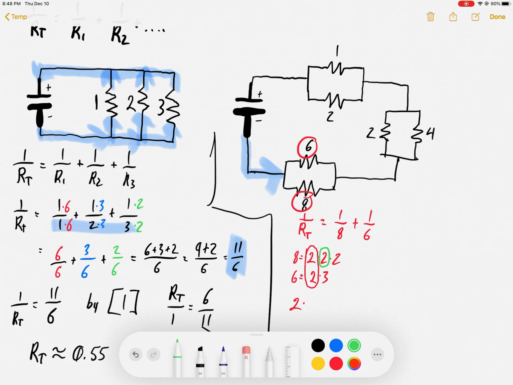8 has a 2, but 6 doesn't have a 2. 8 has another 2, but 6 doesn't have that other 2. And 6 has a 3, and the 8 doesn't have that 3. When I multiply all of this together, I get 2 times 2 is 4, 2 times 3 is 6, and 4 times 6 is 24. That's my least common multiple.